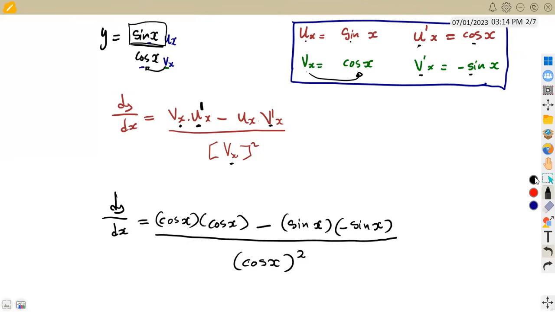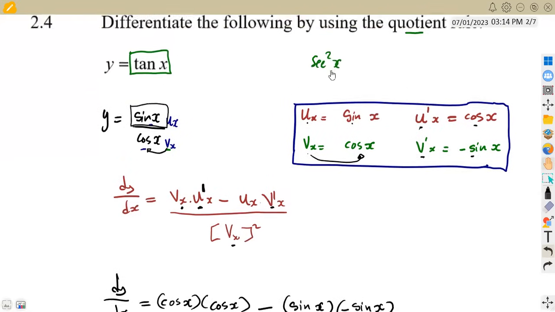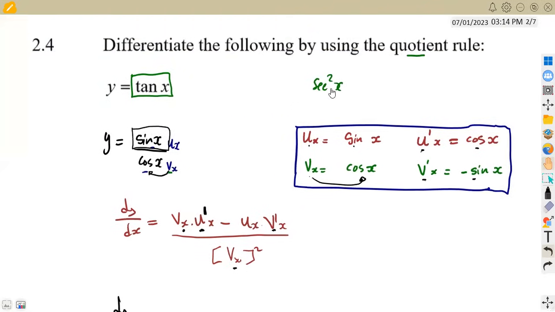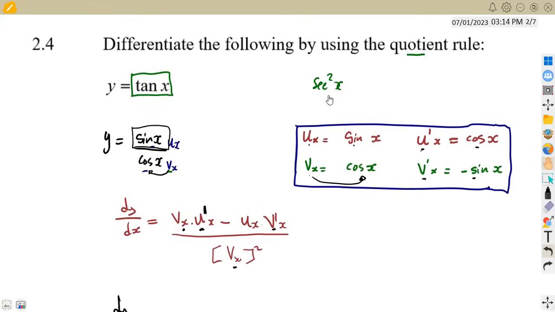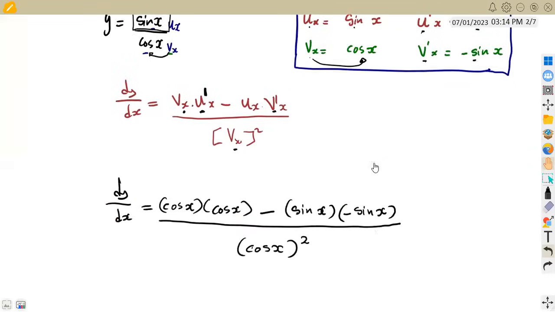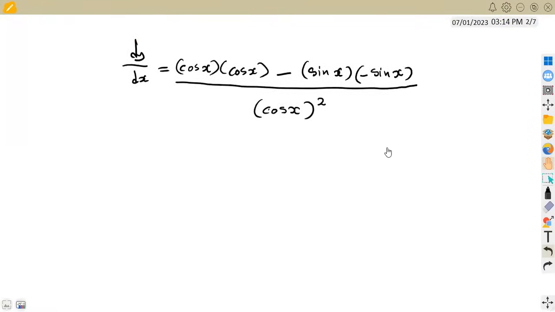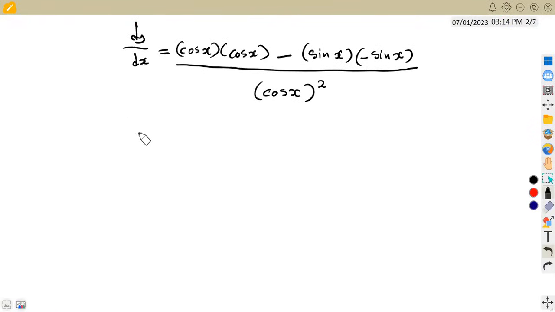All right, so let us simplify. Remember we said our answer here is supposed to be sec squared x, because we know this derivative for tan. So we need to simplify until we obtain sec squared x. We can multiply the cos and the cos here. So we're going to have the derivative of y with respect to x. Cos times cos, that's cos squared x. Here we've got negative times negative, which is a positive, sine and sine, which gives us sine squared x.